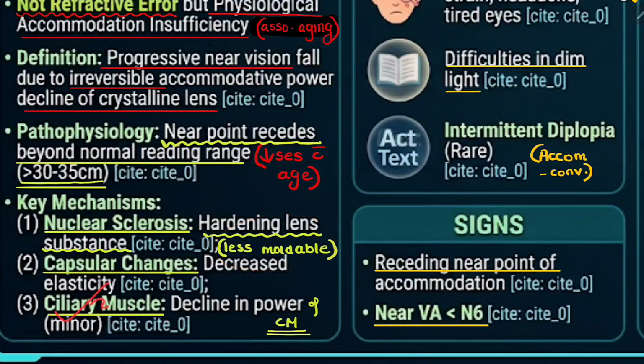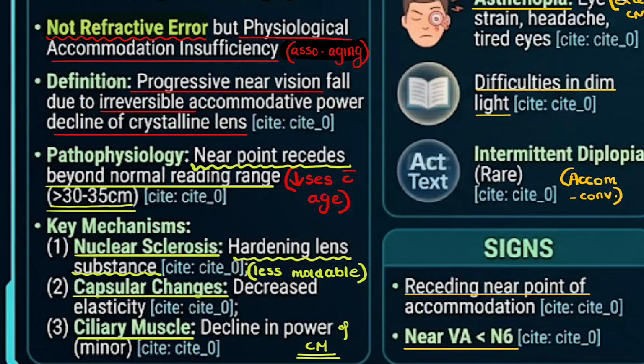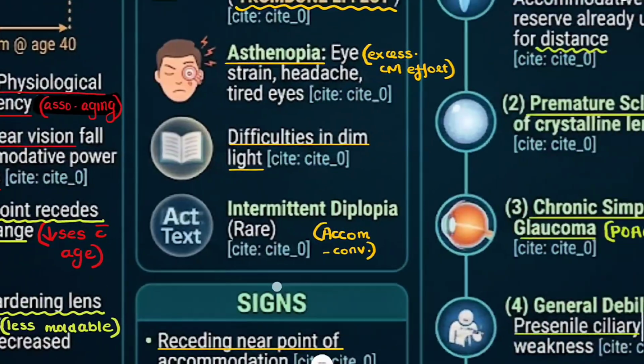And also the muscle power of the ciliary muscles will decrease, and that will also contribute to presbyopia. So the person's near point will recede and he will have a progressive near vision fall. And this is due to aging.